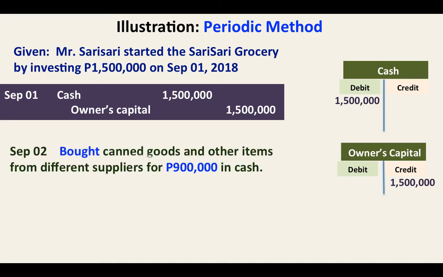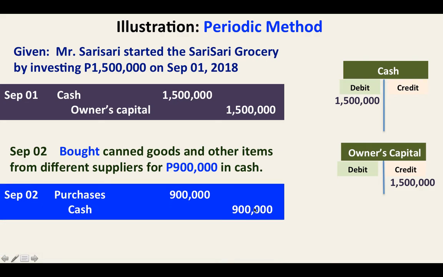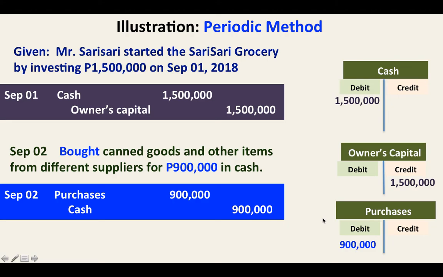For our next transaction, bought canned goods and other items from different suppliers, 900,000 in cash. So what do we debit? We are buying. What is our debit under the periodic method? We are debiting purchases 900,000 and crediting cash 900,000. If we plug this in our T account, we will have debit purchases of 900,000 and credit cash of 900,000. Okay, let's move on.